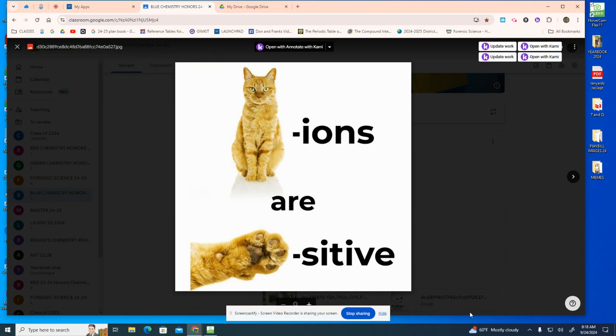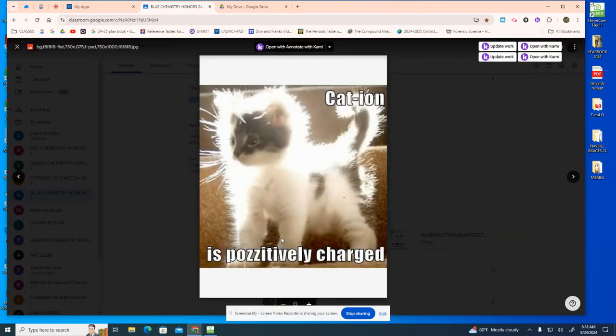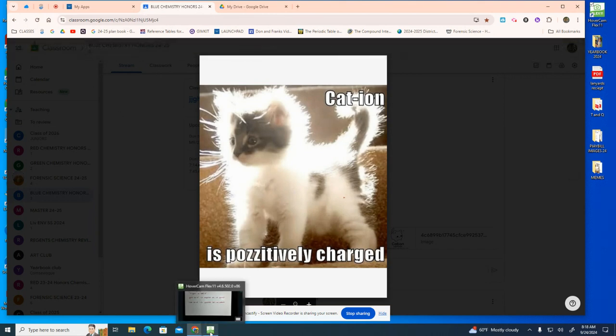Cations are positive. That's one way to remember it. They have little paws. This one's cute too. Cations are positively charged. Okay? That's another way to remember it. The other way to remember, come on, those are bad chemistry jokes. You gotta laugh just a little bit.